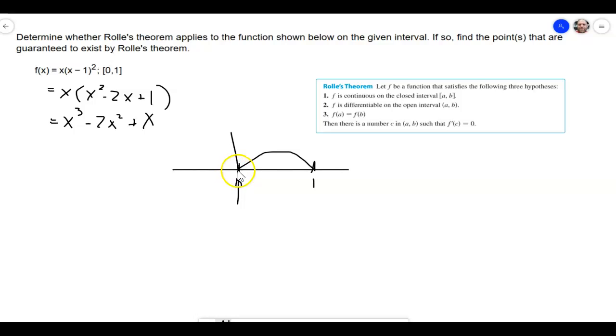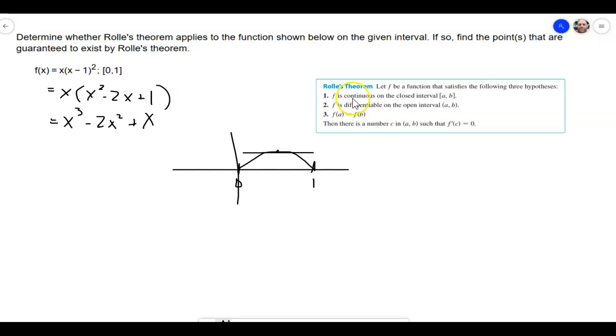Now, since it's differentiable and continuous, that means that you can take your pencil and put it down and go all the way from 0 to 1, and you're going to end up at the same y value once you get there. And also, it's differentiable, which means that there's going to be no jagged turns, no spikes, cuts, all those things. So it guarantees that there's some point somewhere on here where we're going to have a horizontal tangent line. Not necessarily there, but somewhere. So, if so, find the points that are guaranteed to exist by Rolle's theorem.